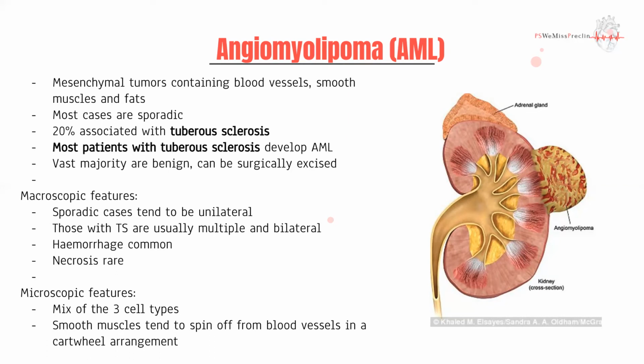I've heard of this quite a few times, but again, I don't think it's super high yield. The smooth muscles tend to spin off from the blood vessels in a cartwheel arrangement. So the smooth muscles surround the blood vessels, and that arrangement is typically called a cartwheel arrangement.